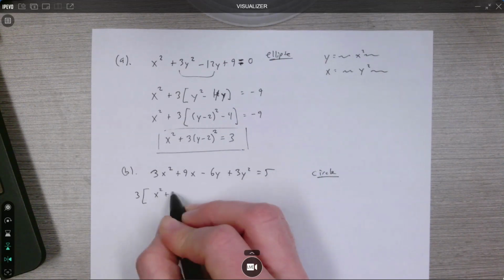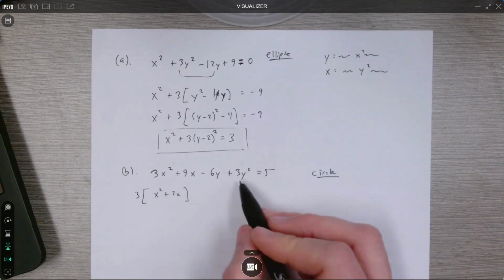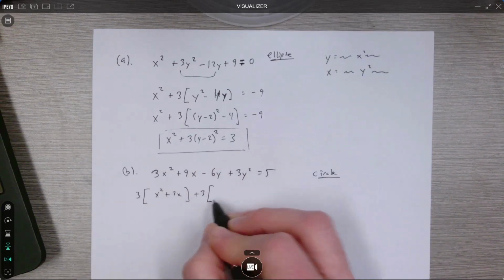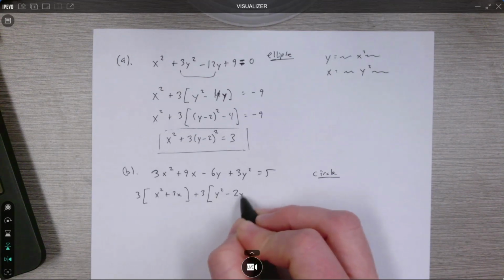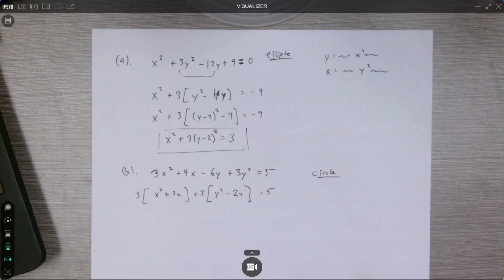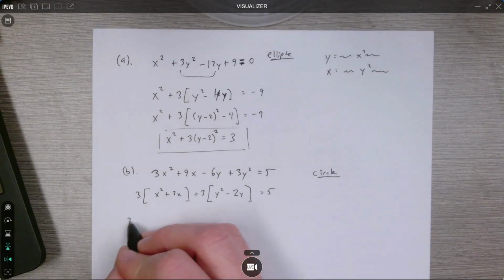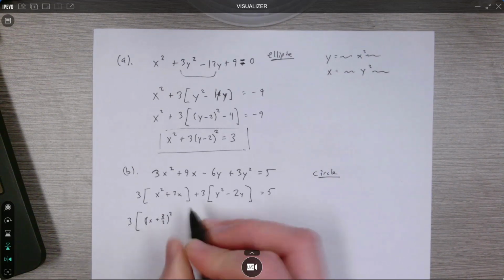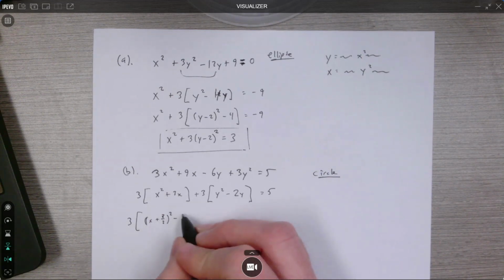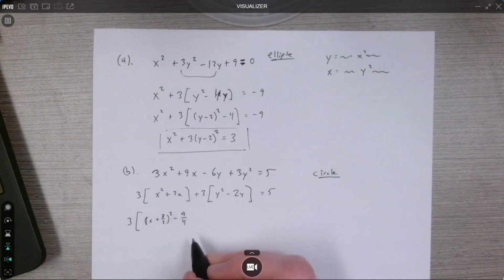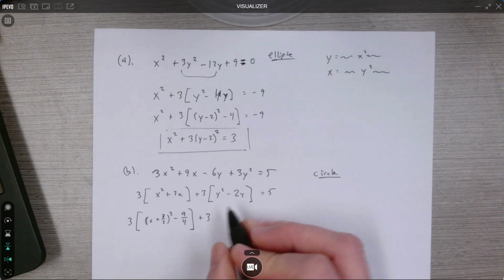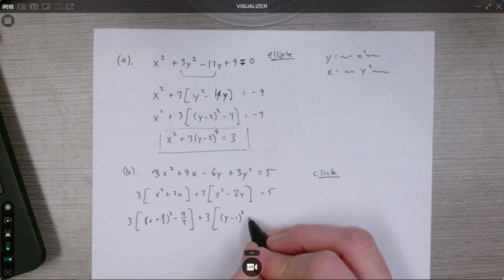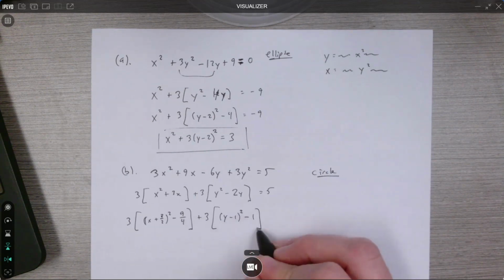So this is x squared plus 3x. And I'm going to reorder those two terms and factor out the 3. So I'll have 3 times y squared minus 2y equals 5. So now completing the square on the inside, we will have x plus 3 halves, and then I'll subtract out the 9 fourths. And then here I've got 3 times y minus 1 squared. Does that make sense? Yeah. And so then I'll subtract the extra 1 that I'll get.